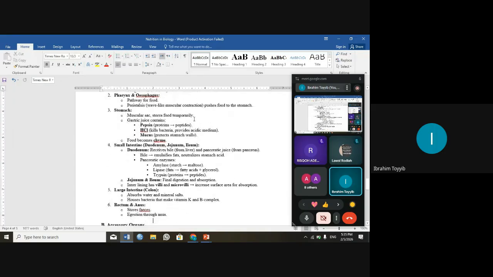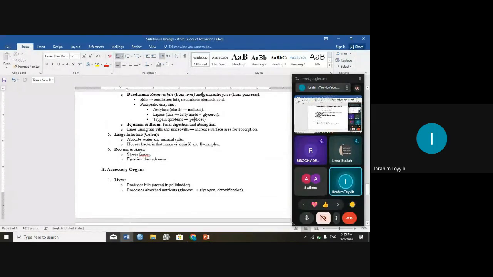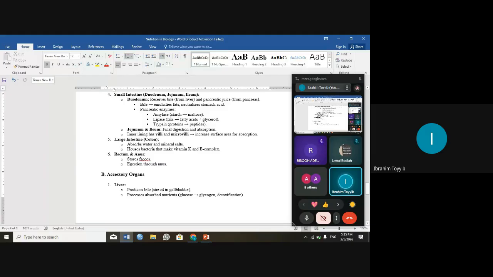Now another enzyme produced from the pancreas that will pass to the first part of the small intestine, which is the duodenum, is lipase. And what's the function of lipase? It is the enzyme that breaks down fats and oil or lipid into fatty acid and glycerol. And we also have trypsin.